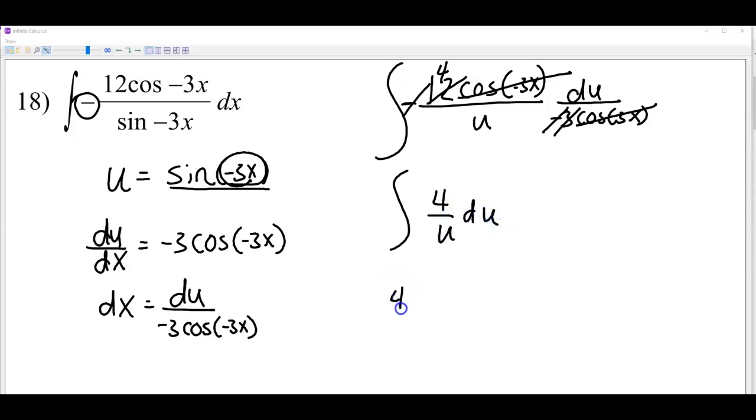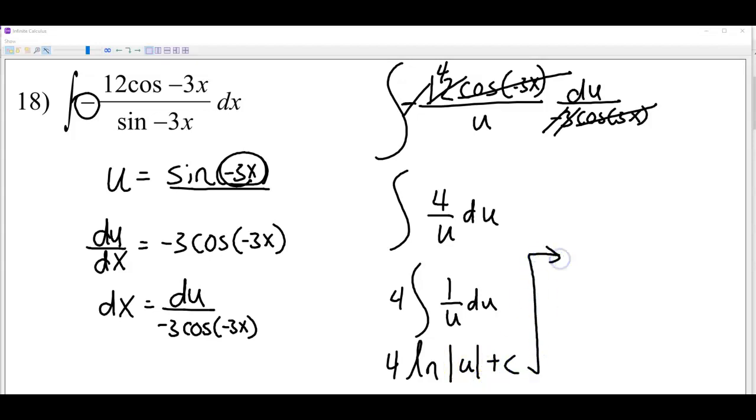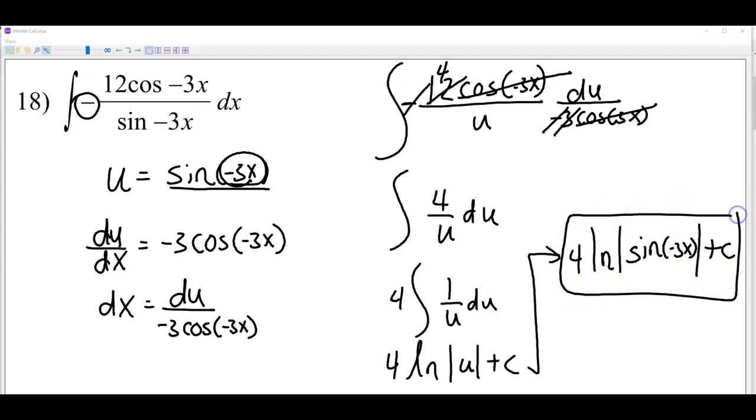And that 4 we could just bring right out to the front, and so we have our regular looking ln expression there. So we have 4 ln of the absolute value of my u plus c. Finally, u is equal to sine of negative 3x. And we're all done.